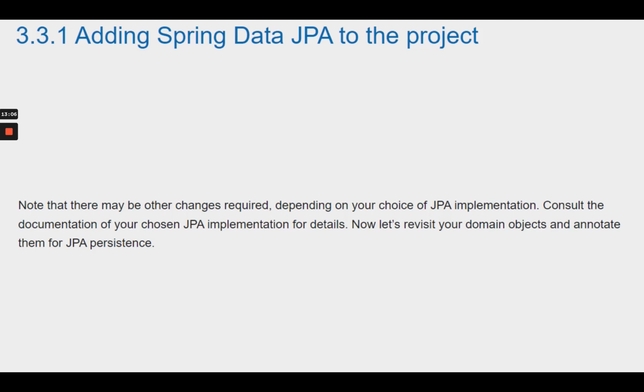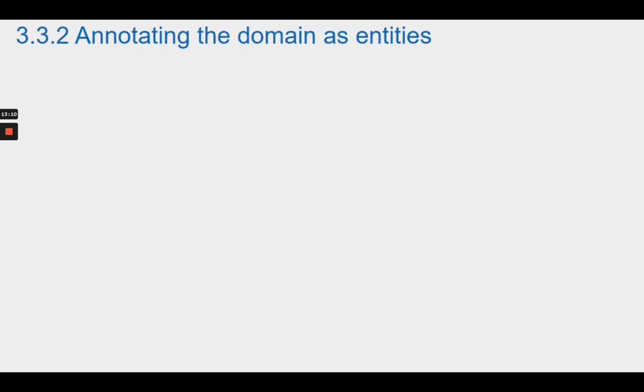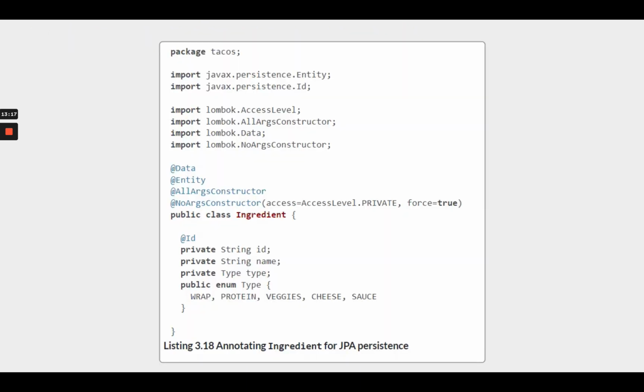Now let's revisit your domain objects and annotate them for JPA persistence. Section 3.3.2. Annotating the domain as entities. As you've already seen with Spring Data JDBC, Spring Data does some amazing things when it comes to creating repositories. But unfortunately, it doesn't help much when it comes to annotating your domain objects with JPA mapping annotations. You'll need to open up the Ingredient, Taco, and TacoOrder classes and throw in a few annotations.